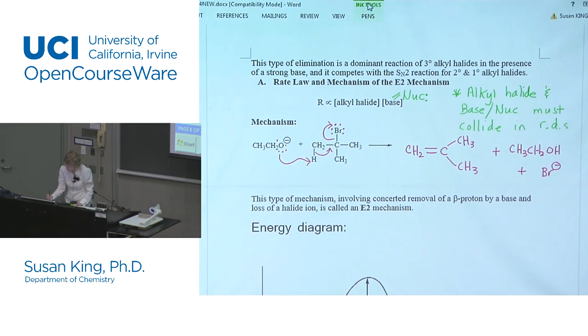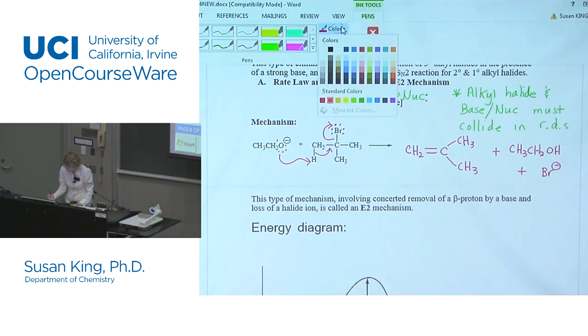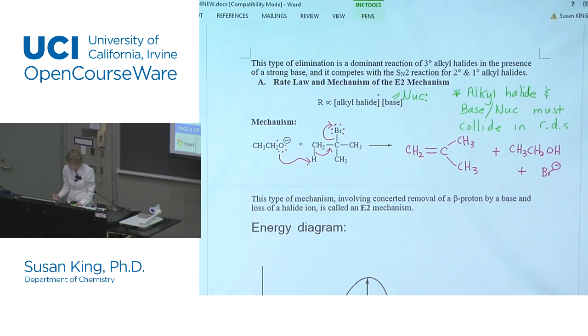So as we talked about last time, let's label what we're talking about here. Let's go blue here. The carbon that's bonded to the leaving group is alpha, and the carbon that's right next door is beta. And so this is a beta hydrogen, which all that means is it's bonded to the beta carbon. And that's what we're eliminating in an E2 reaction.